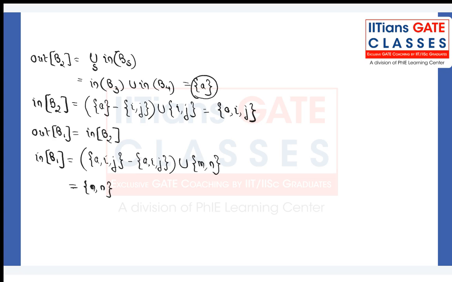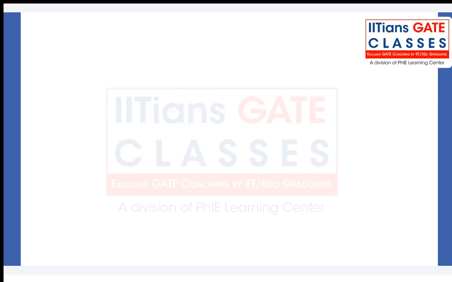this is the second iteration. So out of B4, because of that package, I will get the in of B2 as well. So this is nothing but AIJ, because of the package. That's why.